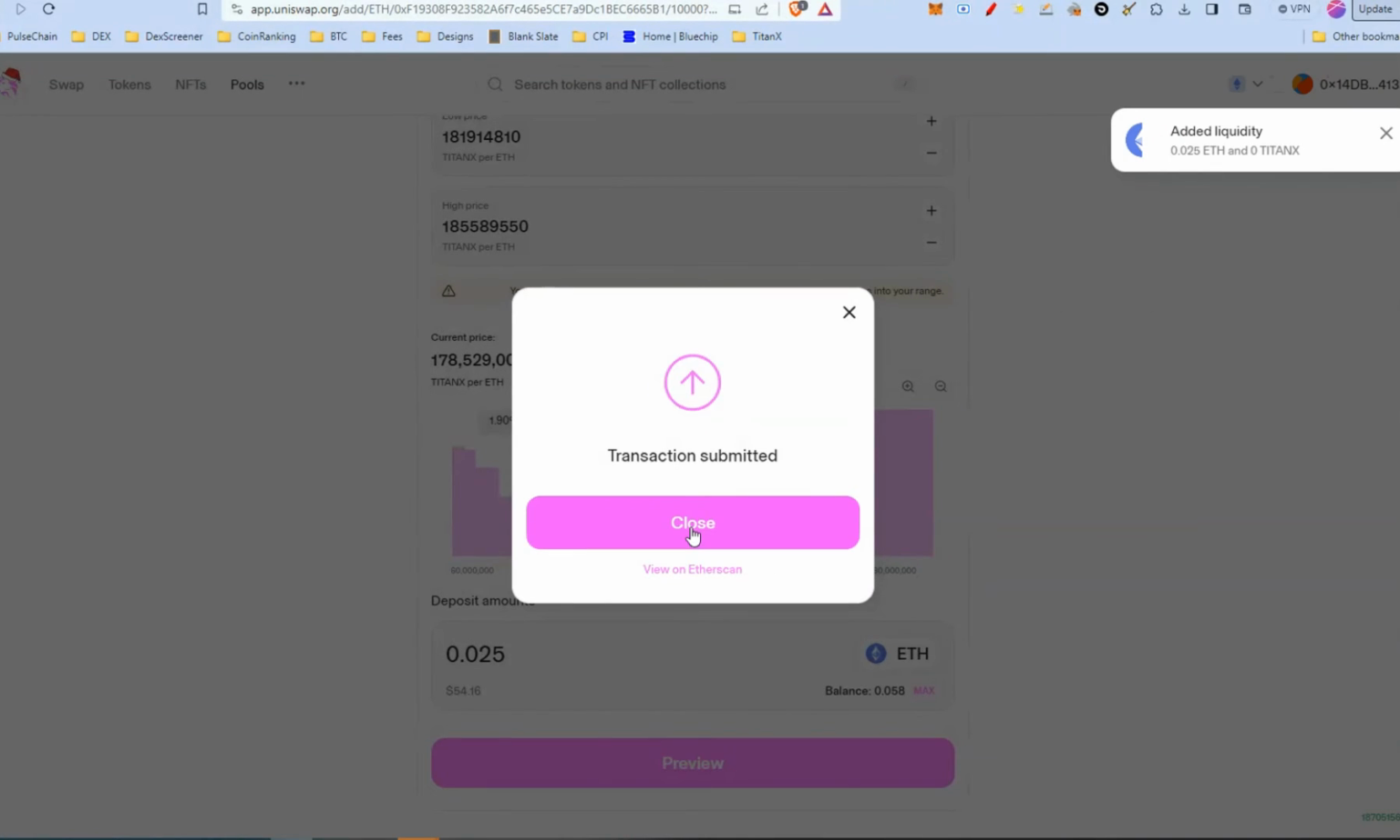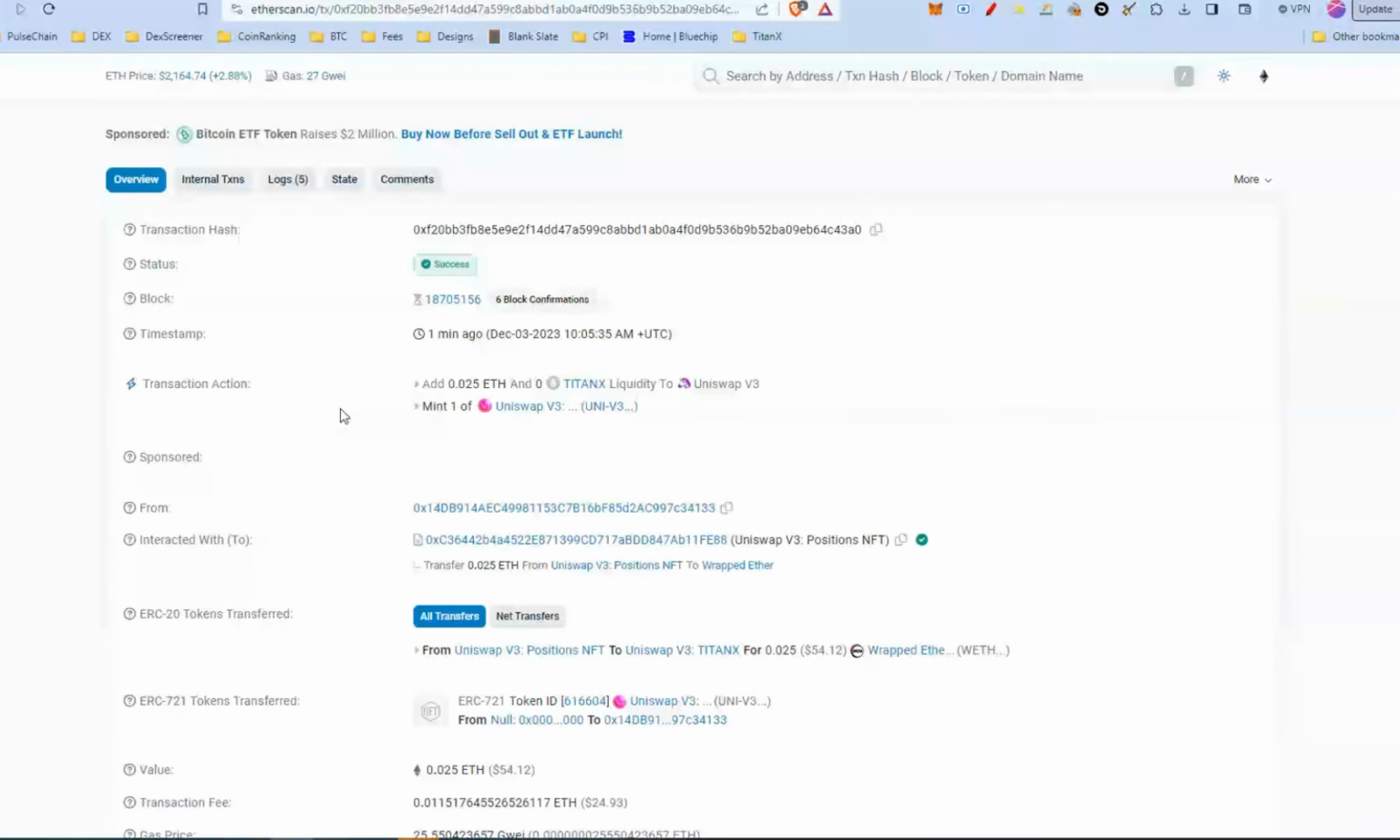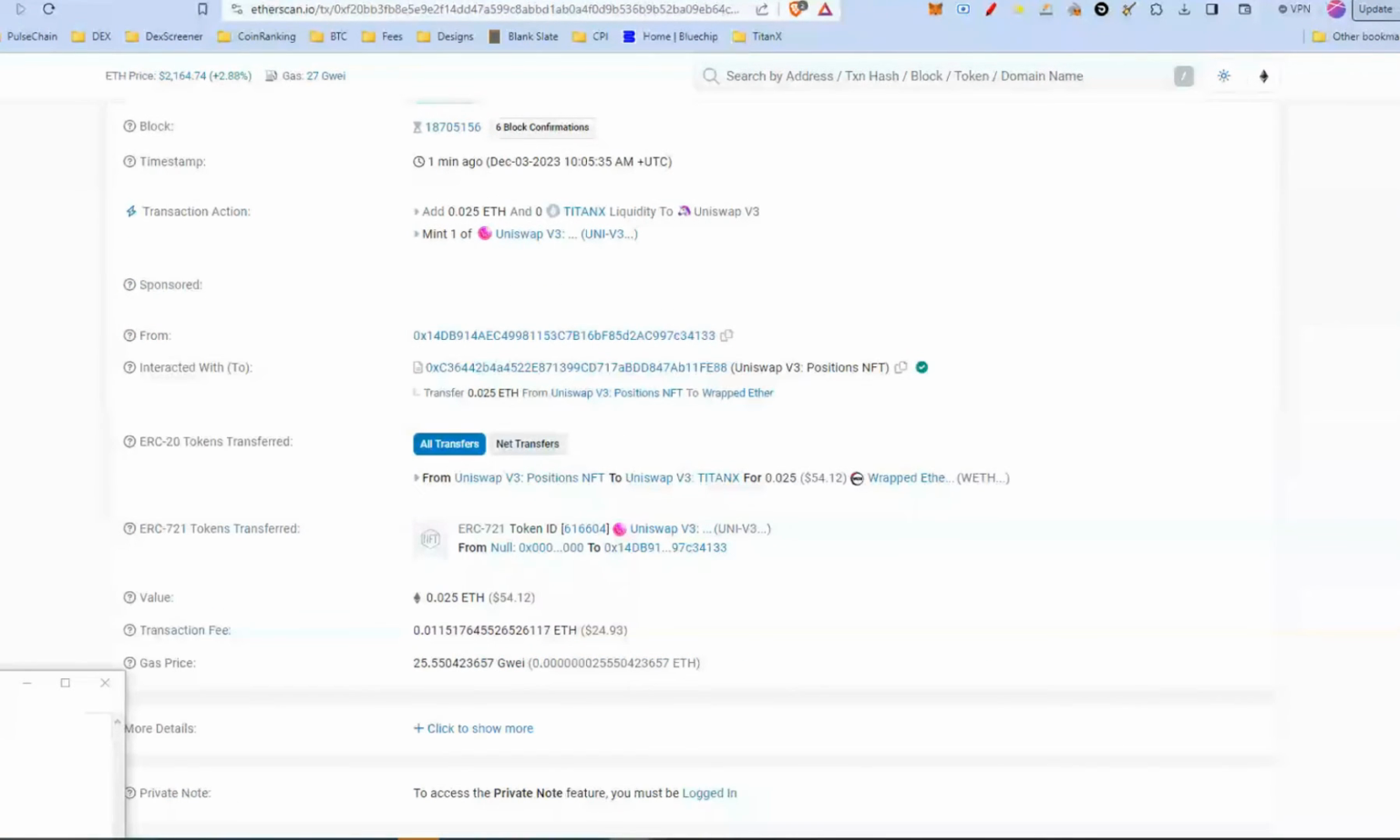And the liquidity has been added. You can close this. Let's have a look at the transaction. As you can see, the transaction was adding that much ETH to the TitanX liquidity, and Uniswap V3 sends me a receipt in the form of an NFT. The Uniswap V3 NFT is like a receipt or a digital certificate proving you own a specific share in that particular liquidity pool, letting you trade and earn fees within your chosen price range.